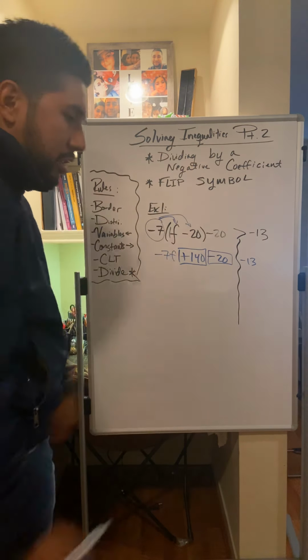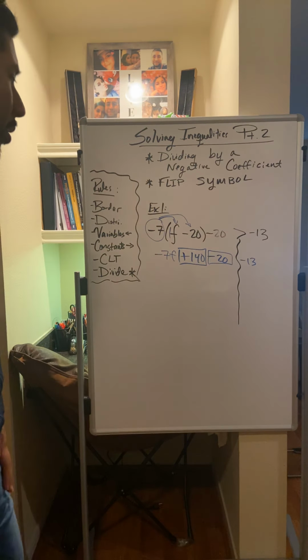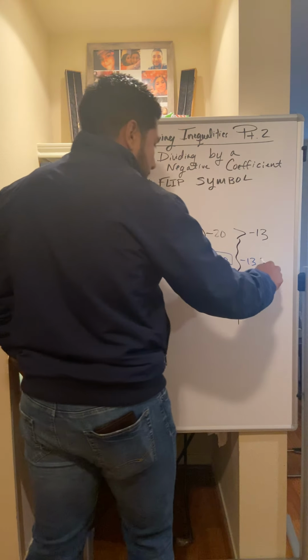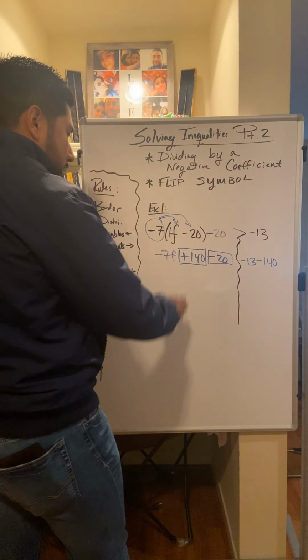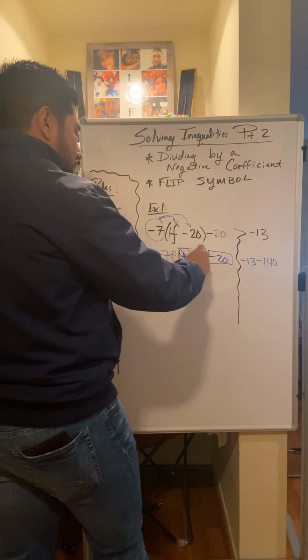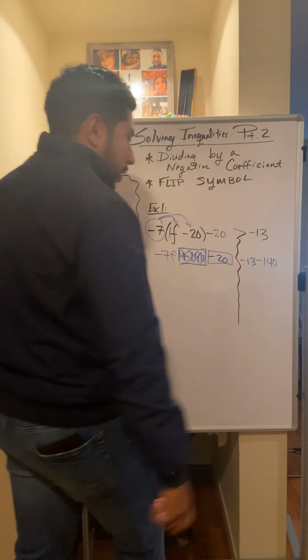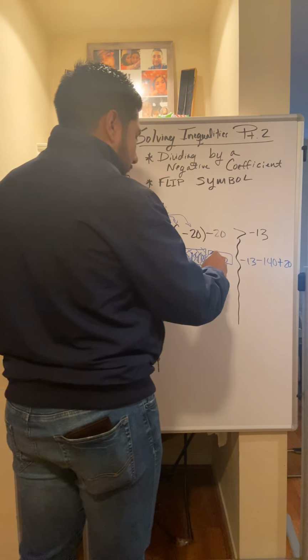-20. Moving it to the other side. Don't forget, when I move it to the other side, they do change signs. Moving to the side, change signs. Bring this over. This becomes a -140. Scratch it out. -20 moves over. It becomes a +20. Scratch it out.